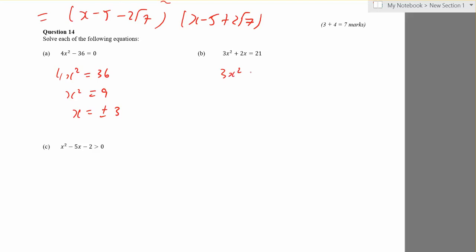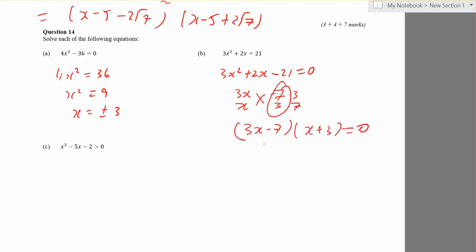Next one, 3x squared plus 2x minus 21 equals 0. I want to move all the terms to one side. Then hopefully I can factorize this using non-monic cross products. So 7, 3, 3, 7. Let's check if these ones work. 9 and 7. Yes, that actually gives you one that works. You need to tweak it. So positive 9, -7. Okay, so that works. So 3x minus 7, x plus 3 equals 0. So x equals 7 over 3 or -3.